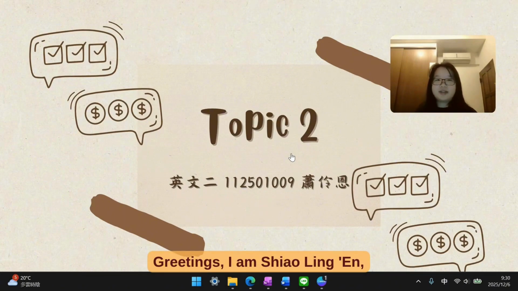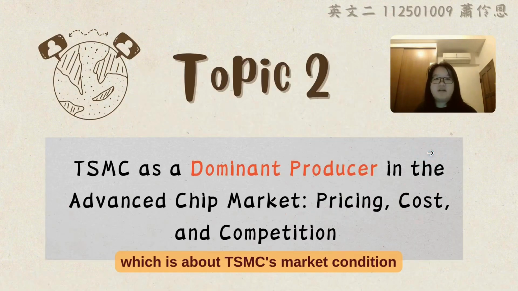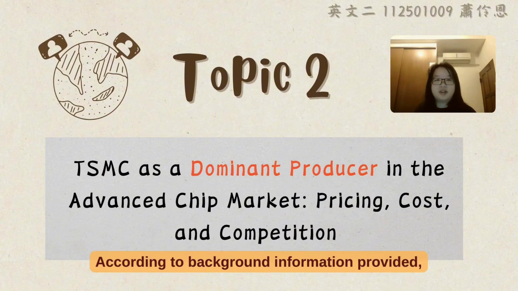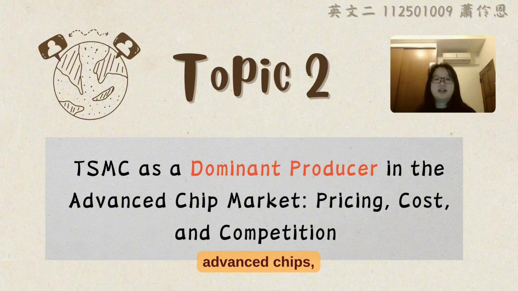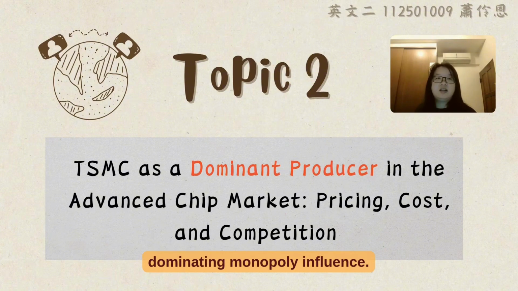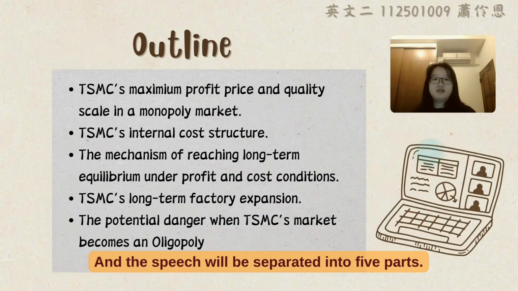Greetings, I am Xiaoying, and I am going to talk about topic 2, which is about TSMC's market condition for semiconductor chips. According to the background information provided, this company produces over 90% of the world's most advanced chips, which turns the market into a dominating monopoly. The speech will be separated into 5 parts.